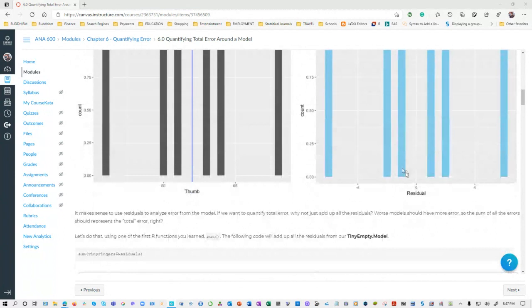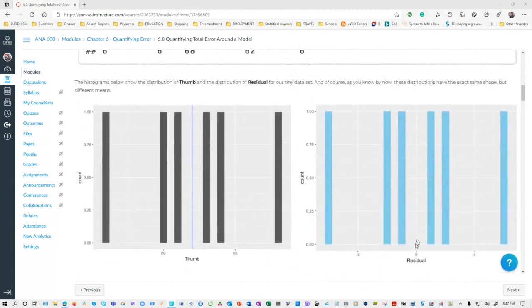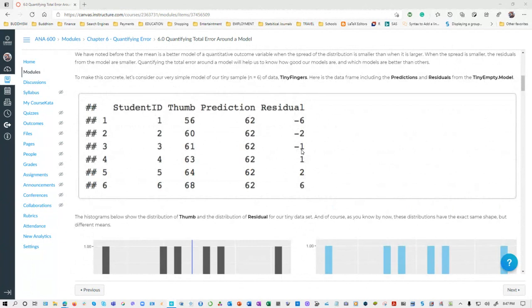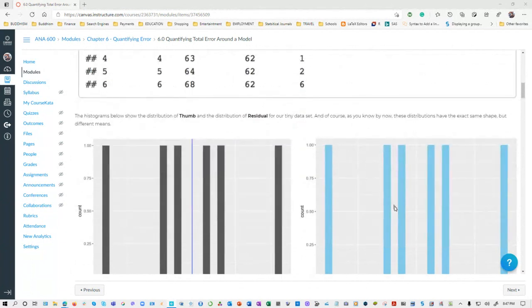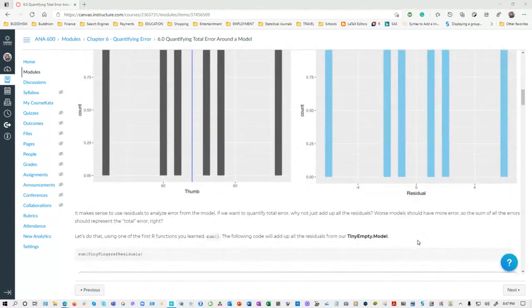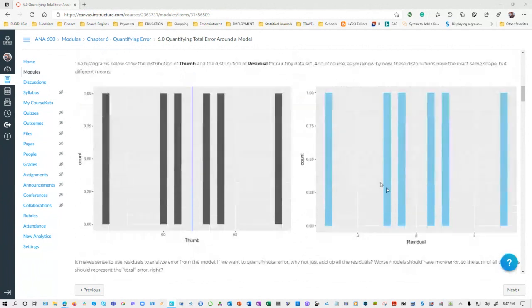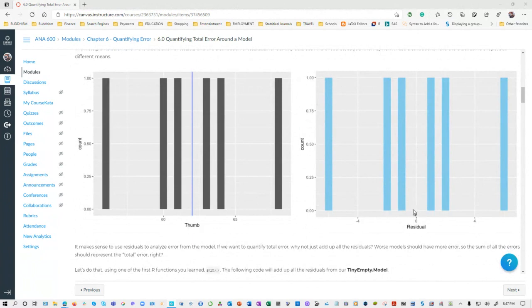On the other hand, if you do the histogram for the residuals, its average would be 0. How come its average is 0? It's not indicated here, but if you add all these numbers, it would be 0 for sure. Residuals sum to 0, and 0 divided by 6 is 0. This is a fact for any data set.